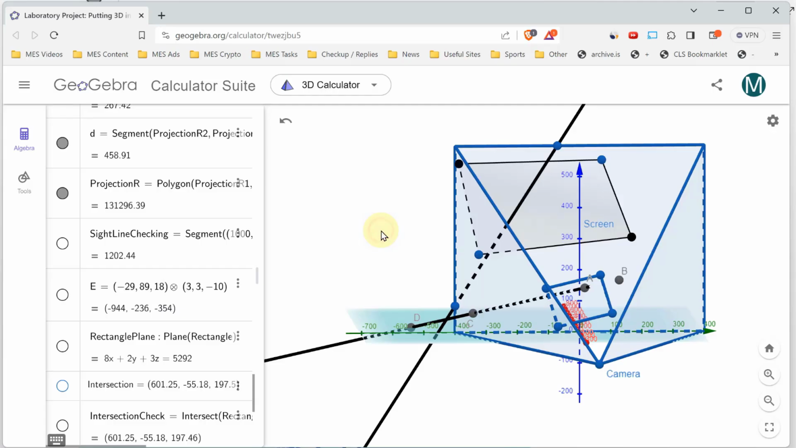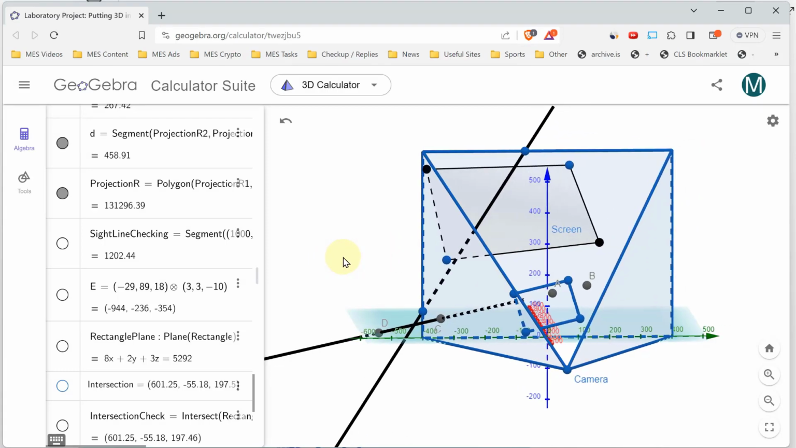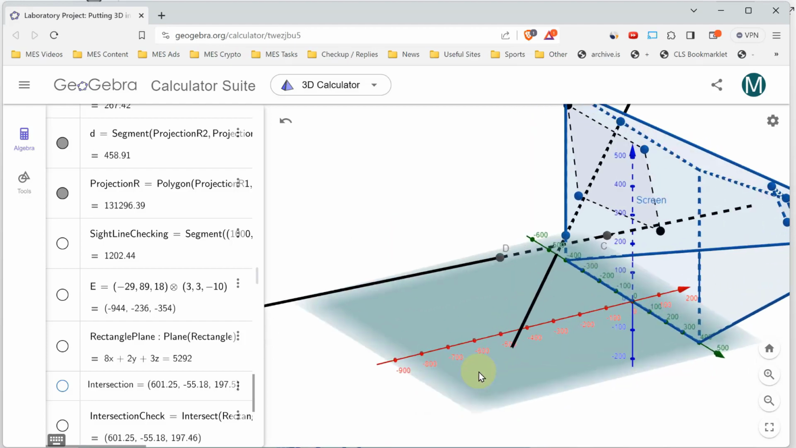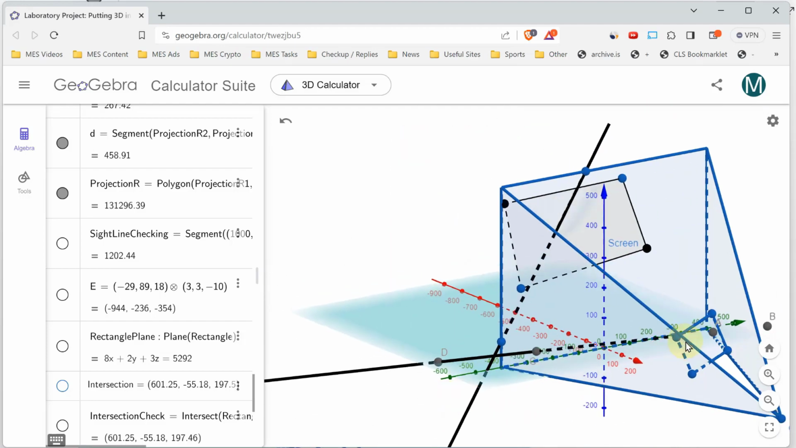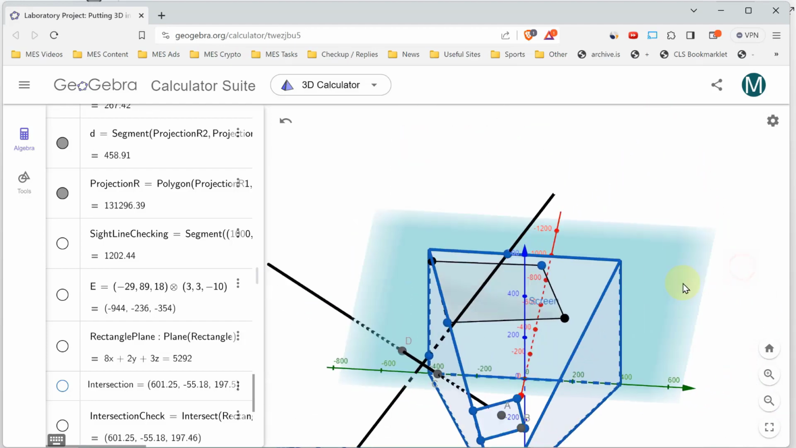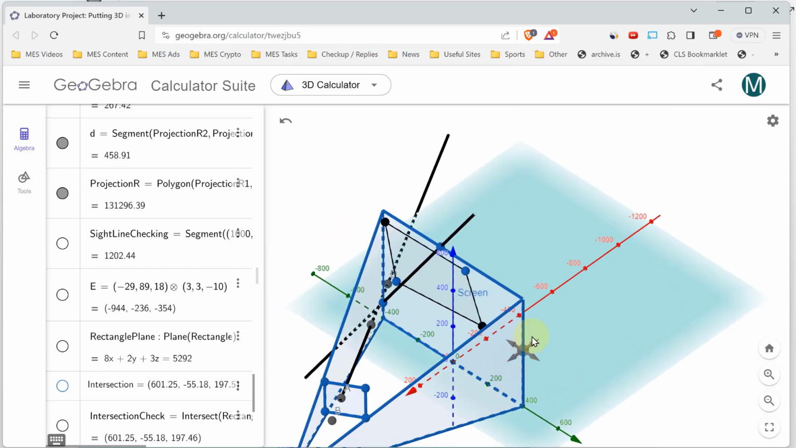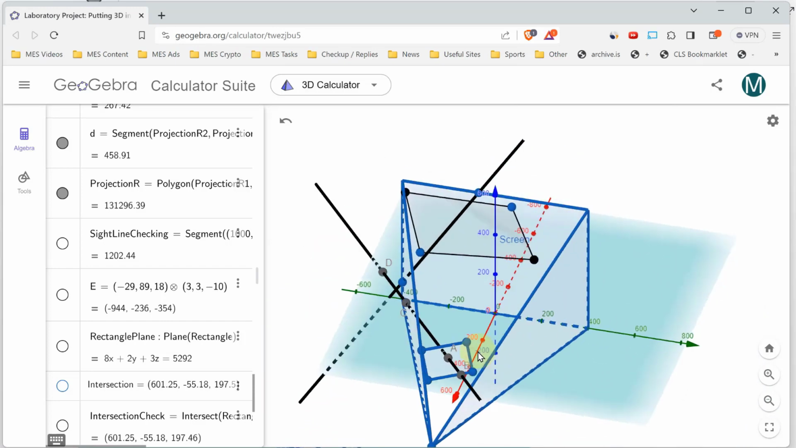All right, so here we get to the GeoGebra. Let's move this around. So there's what we have. There's the rectangle. Let's go back here. So there's the rectangle here. Let's zoom it out and move this around. So we have the line.